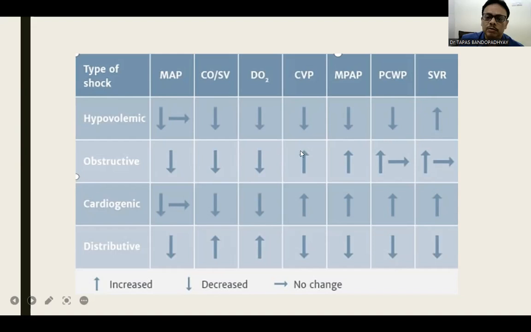But systemic vascular resistance, whether it is low or high, will determine whether it is a warm type of shock or a cold type of shock. So that is very important.